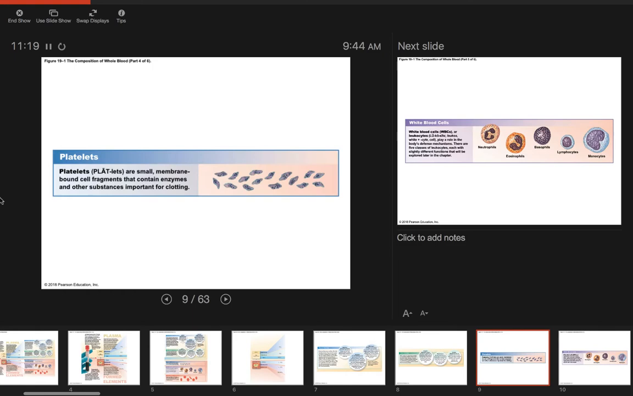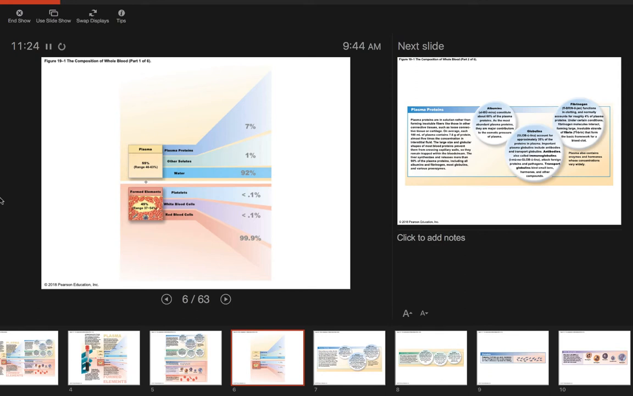All right, the next thing that we're going to do is look at the formed elements. So we just went over the plasma. We talked about water, plasma proteins, and other solutes. Now we're going to look at the formed elements. The formed elements are the cells, the specialized cells, and cell fragments. We're going to talk about those. And so it's the red blood cells, the white blood cells, and the platelets.